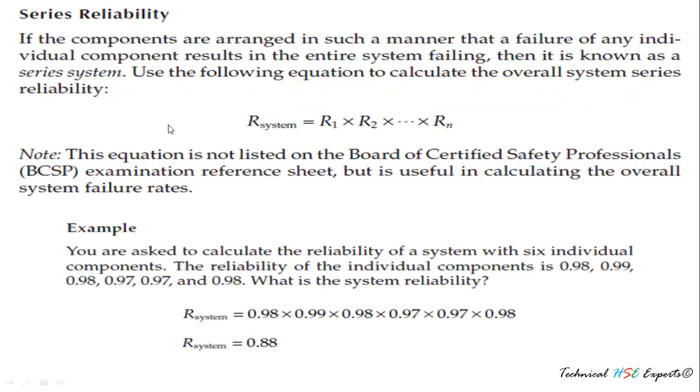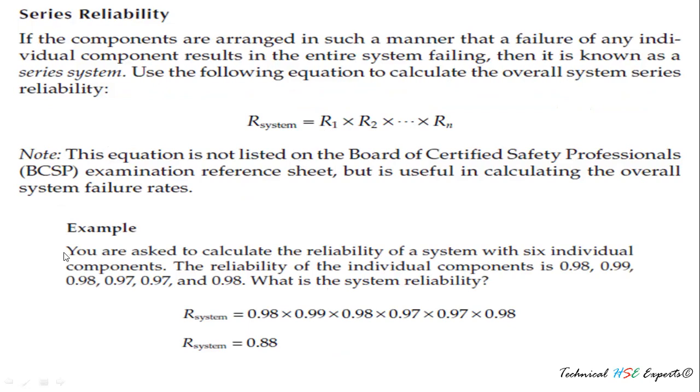Okay. Next one, reliabilities are connected in two connections. One is series connection and another one is parallel connection. For series, it is a multiplication of R1, R2, and it goes on. So this is the basic formula for series reliability connection.